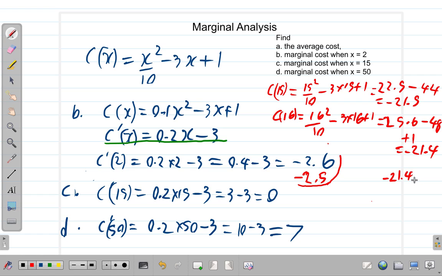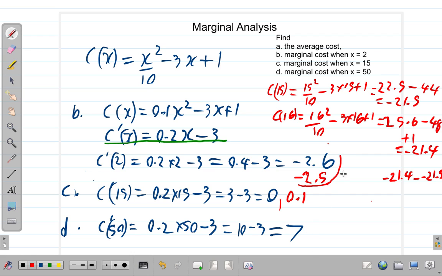Negative 21.4 minus negative 21.5. Now, what we have is negative 21.4 minus negative, but the minus negative would be plus 21.5, and that would be 0.1. Right.